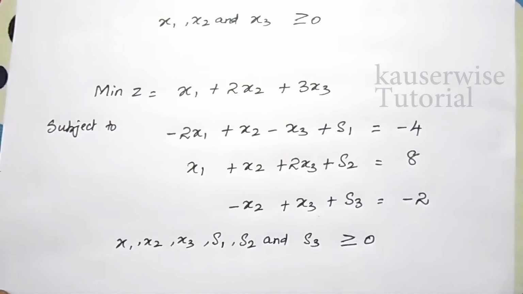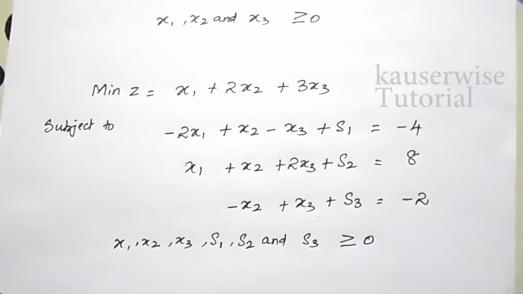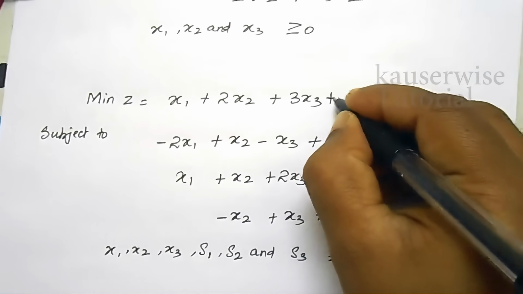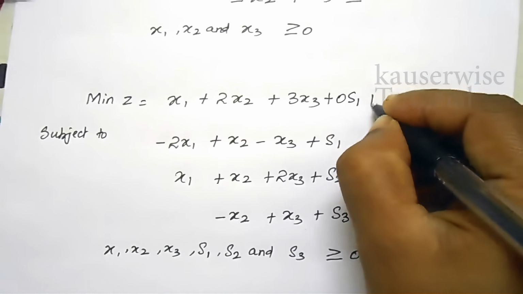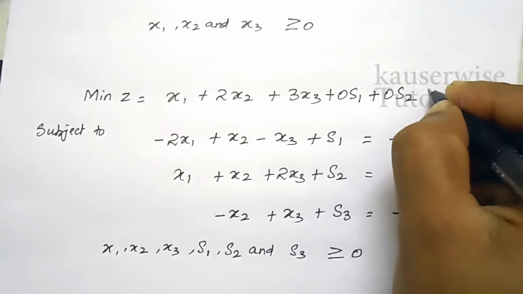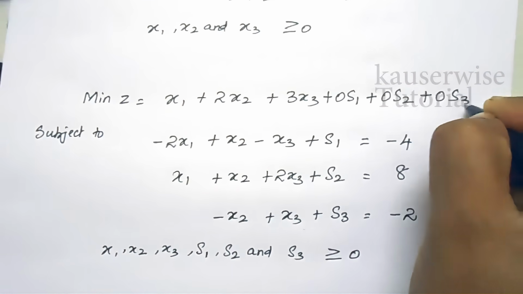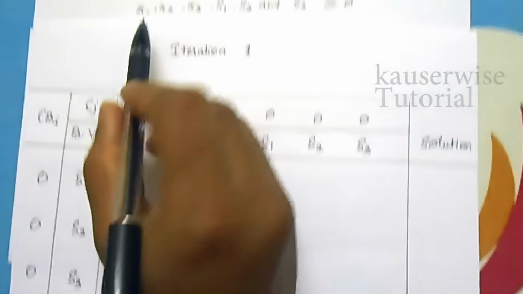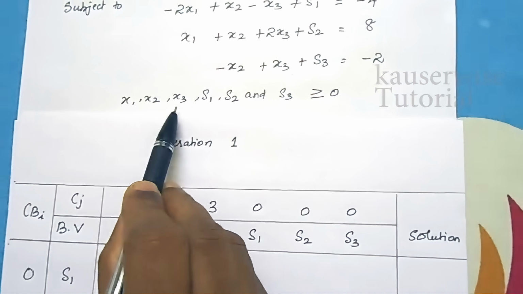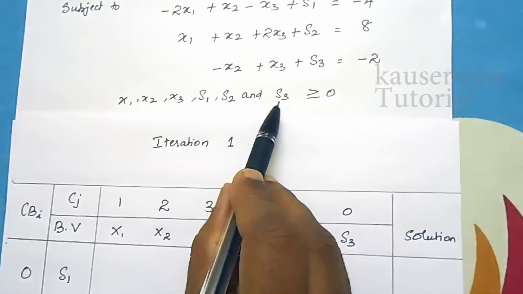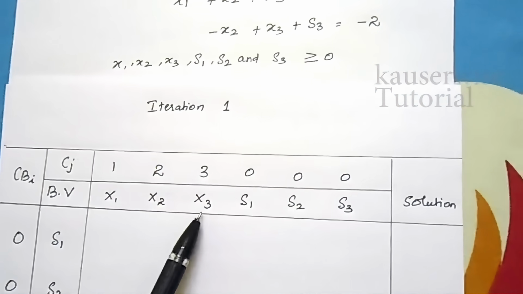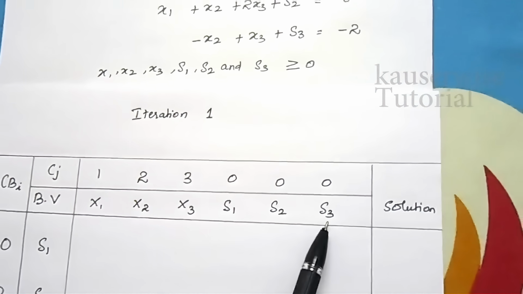Write the slack variable value along with the objective function and assign the value as 0. So plus 0 S1 plus 0 S2 plus 0 S3. See the simplex table format, basic variables. Look at the problem. x1, x2, x3, s1, s2 and s3 are basic variables. So x1, x2, x3, s1, s2 and s3.